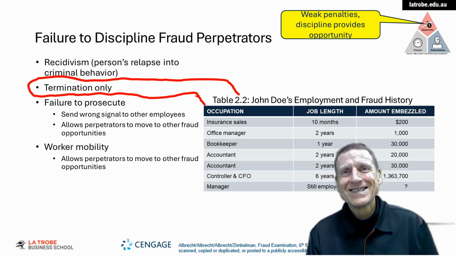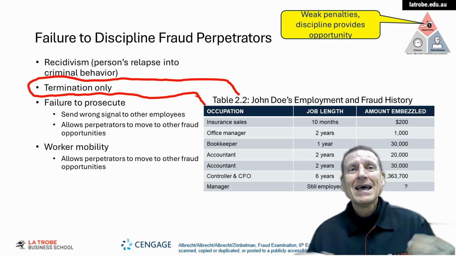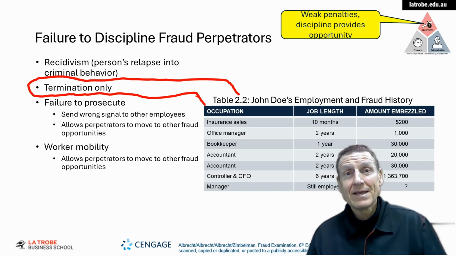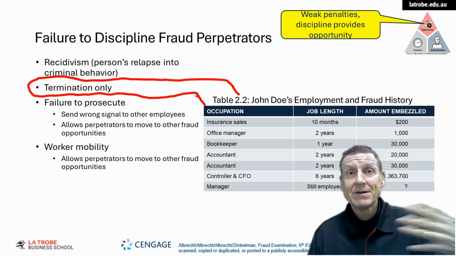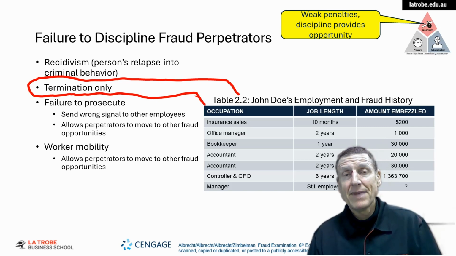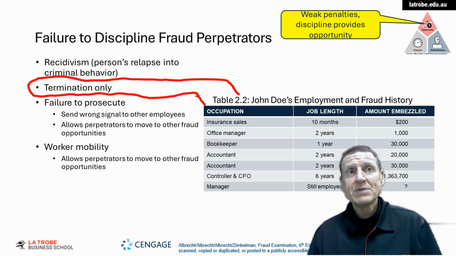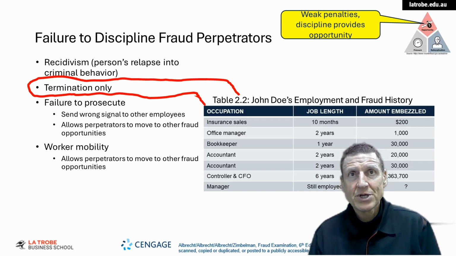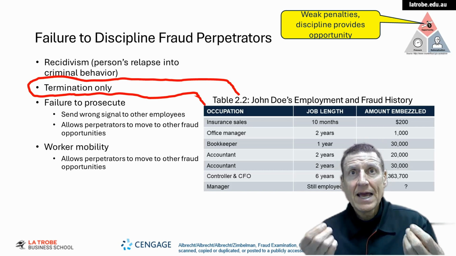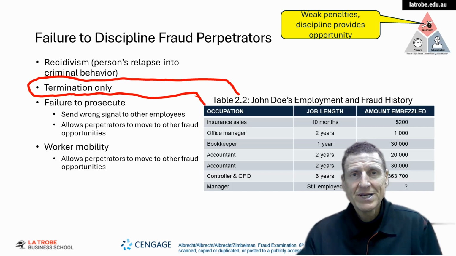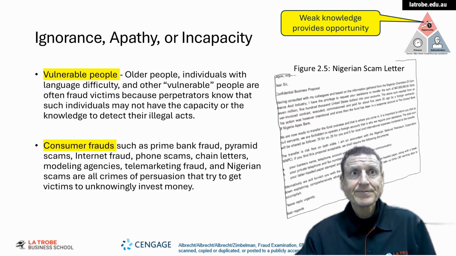All right. For 2 years, and then $20,000 embezzled. Then he was fired. He went to another company for 2 years, $30,000. And then 6 years, controller, CFO, 6 years, over $1 million in fraud. And then he was let go. They still didn't tell the police. They still didn't prosecute him. And he turned out to be a manager, and he was still employed somewhere else. This is what happens when you fail to terminate. Weak penalties and discipline provides an opportunity for fraudsters to take advantage of the organization.